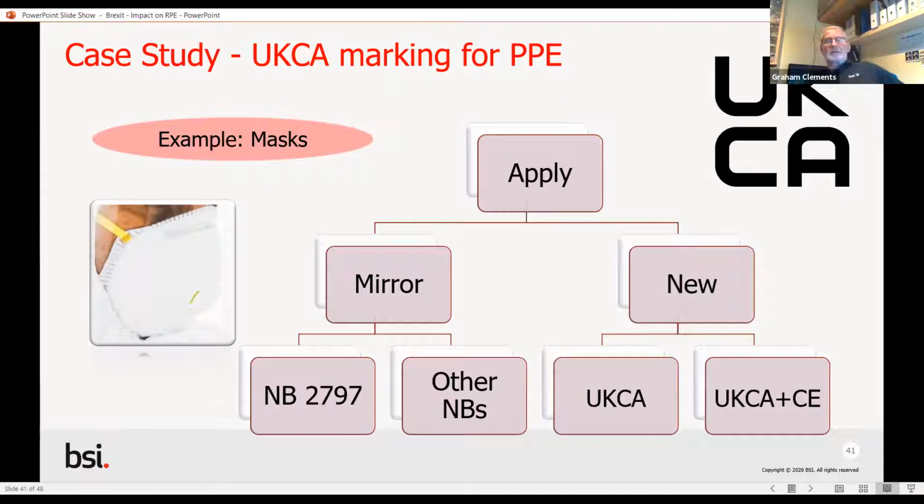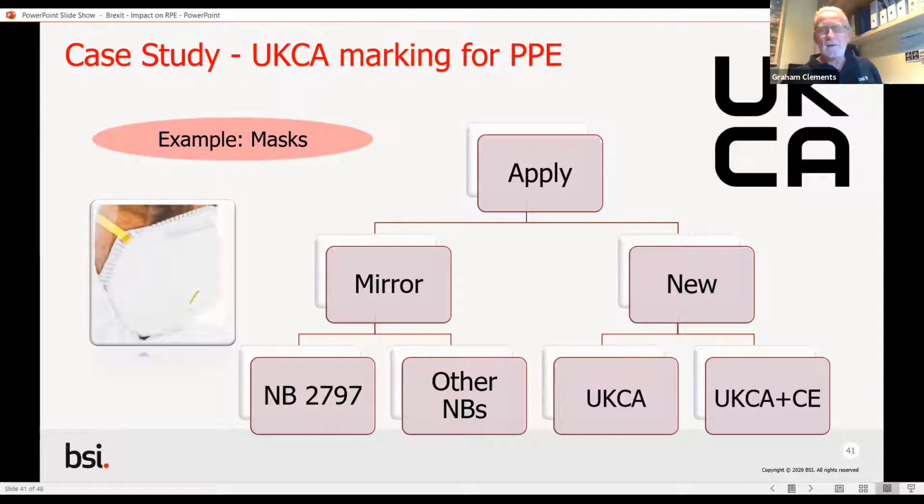If it has an existing CE certificate, what we can do is mirror that certificate. In other words, we issue a UKCA certificate that mirrors your CE certificate. Now, if say we're notified body 2797, if you came to us and we already had a certificate for you, we can just mirror that certificate straight away. If it's from another notified body, we obviously won't have the technical documentation. So we need to look at the technical documentation, and then we can mirror that certificate from another notified body as a UK approved body.